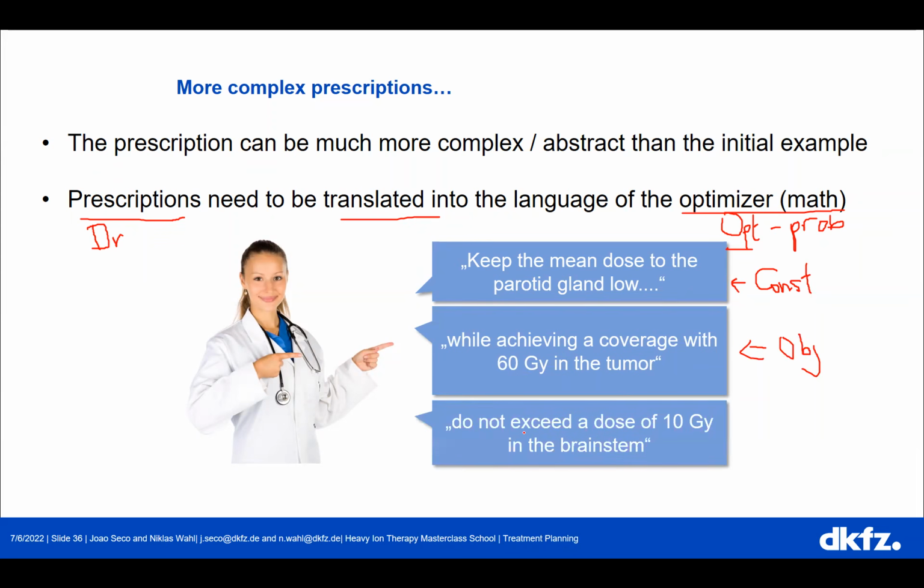Okay, or you can have a mix of things. Do not exceed the dose of 10 gray to the stem. It's another constraint. All right. So the doctor has to tell you what he wants, and you then define what is called a set of objectives and constraints, and this becomes your optimizing problem that you have to solve eventually. All right.